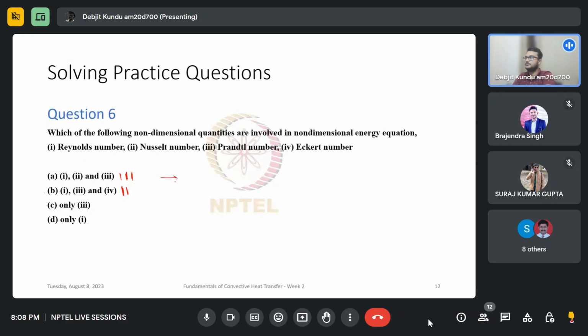So option A means 1, 2 and 3. That is Reynolds number, Nusselt number and Prandtl number. And option B is 1, 3 and 4. That is Reynolds number, Prandtl number and Eckert number. Let's see, any more responses?